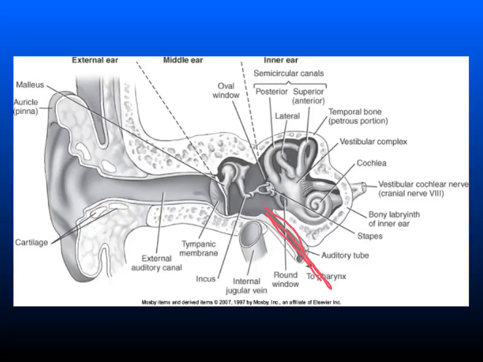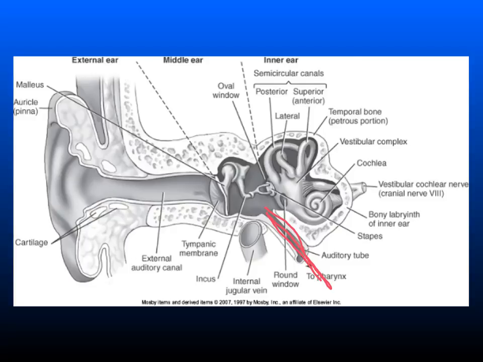out. Later on, as the kids grow up, their head gets bigger, all these cavities get bigger, so they can release that pressure and the fluid goes out. But if they can't, I've seen kids who had to have the tube put in 2 or 3 times to get the fluid out.